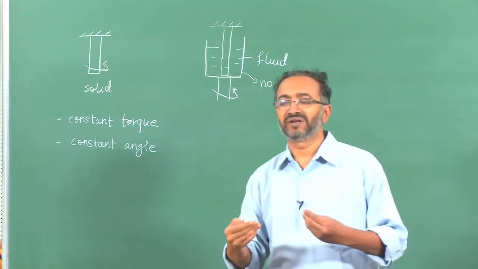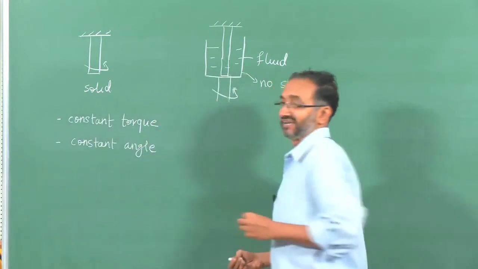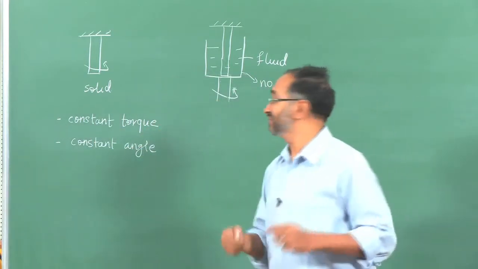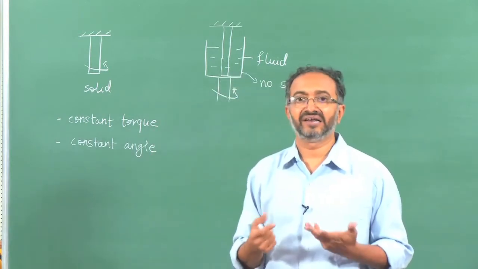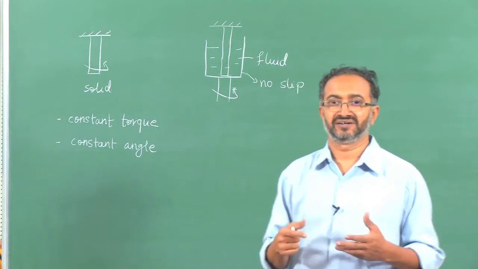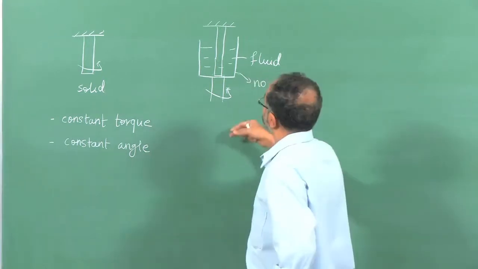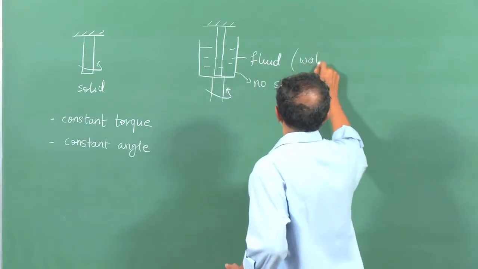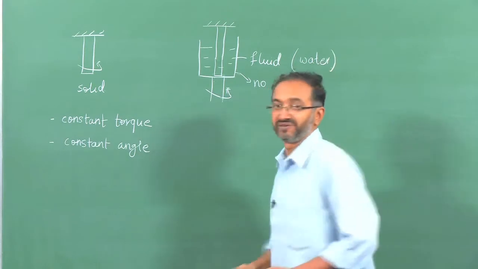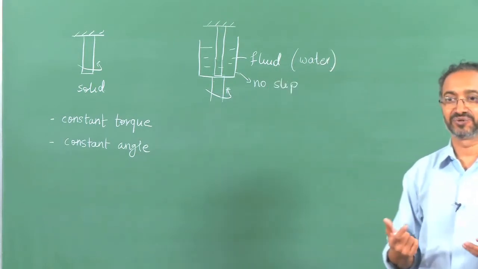So, what do you feel will be the difference, given that this is a solid material and this is a fluid material? Let us first look at the constant torque case. It will twist by a certain angle and then it will stop there, right. As long as we maintain the torque, the angle will remain the same. So, this is fluid, of course, maybe we are thinking of an example like water. If I now twist it and apply a constant torque, then it will continue to rotate.